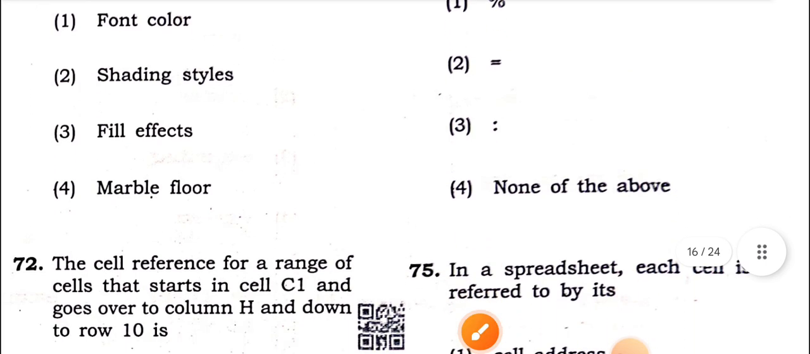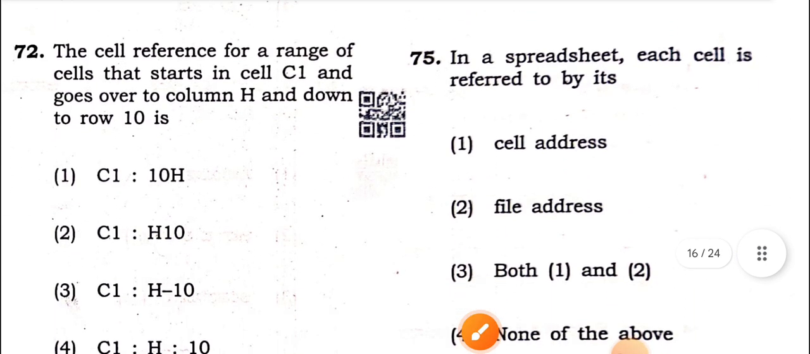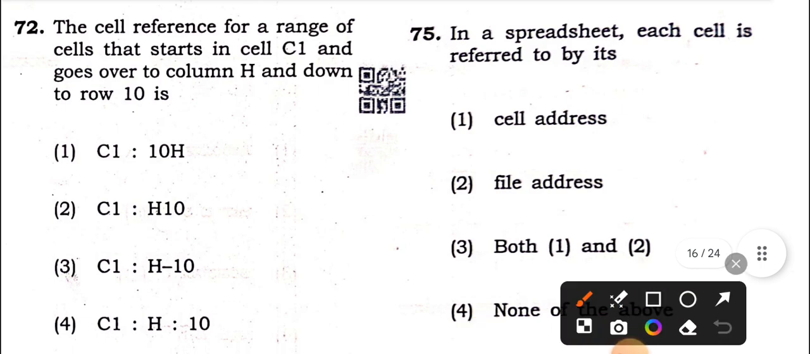Okay, so the next question is the 72nd question. The cell reference for a range of cells that starts in cell C1 and goes over to column H and down to row 10 is. So the correct answer for this question is option number 2, that is C1H10.